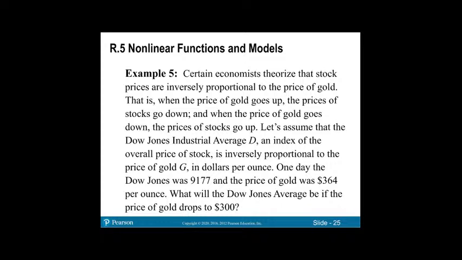It says the Dow Jones is inversely proportional to the price of gold, right? So if we were to capture that, the Dow Jones would be D equals K over G. So then one day the Dow was 91.77, and gold was $364. What will the Dow be if gold drops to 300? Okay, I just wanted those data.